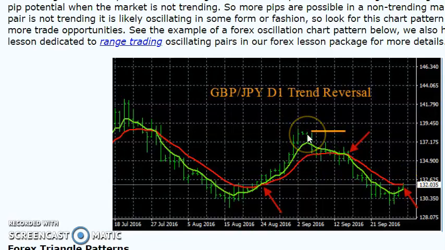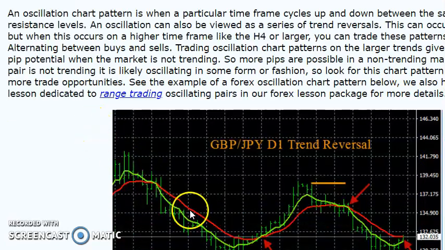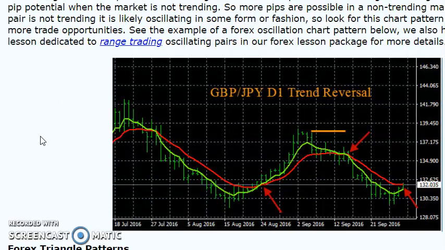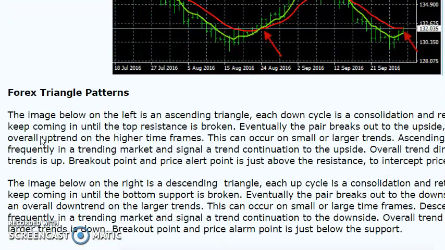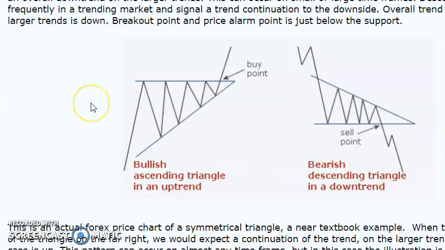So oscillations happen in ranges, and if the ranges are wide on a bigger time frame, you want to consider trading them. For more information about range trading, just click on that link right there to our range trading lesson, another illustrated lesson. You also have triangle patterns. In this case, a bullish ascending triangle, increasing bottoms and steady tops.